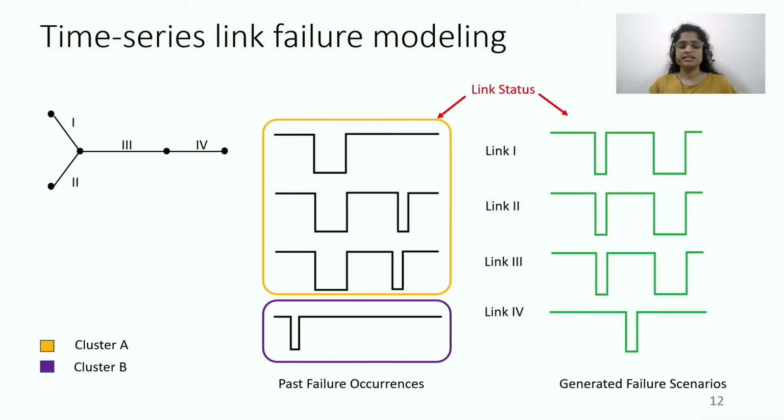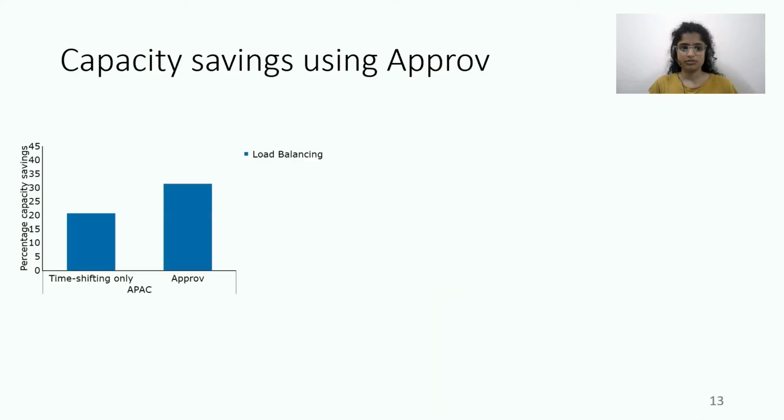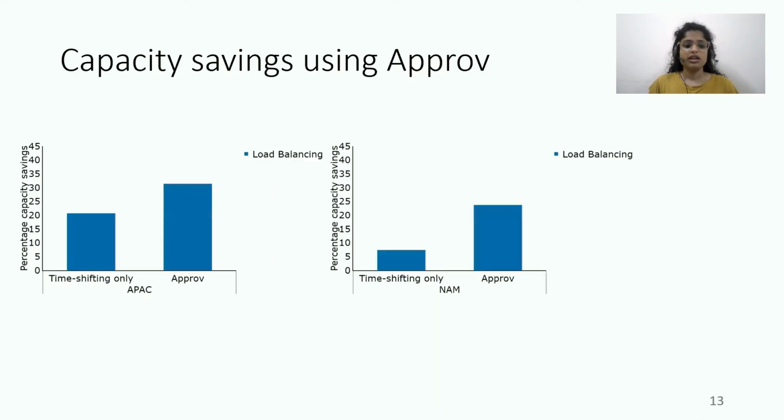Now, I'll share the results we have from applying all these techniques. We use data from substrate data engine where a major part of traffic is load balancing and server hydration traffic. The y-axis here shows percentage capacity savings. The left figure is for Asia Pacific and the right figure is for North America region. And here I only consider load balancing traffic as the deferrable traffic.